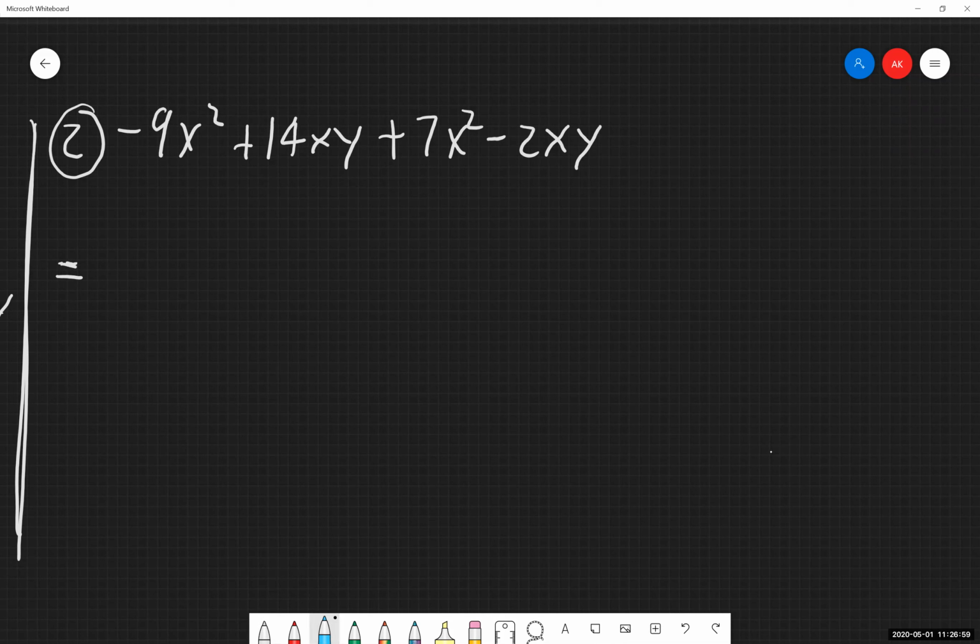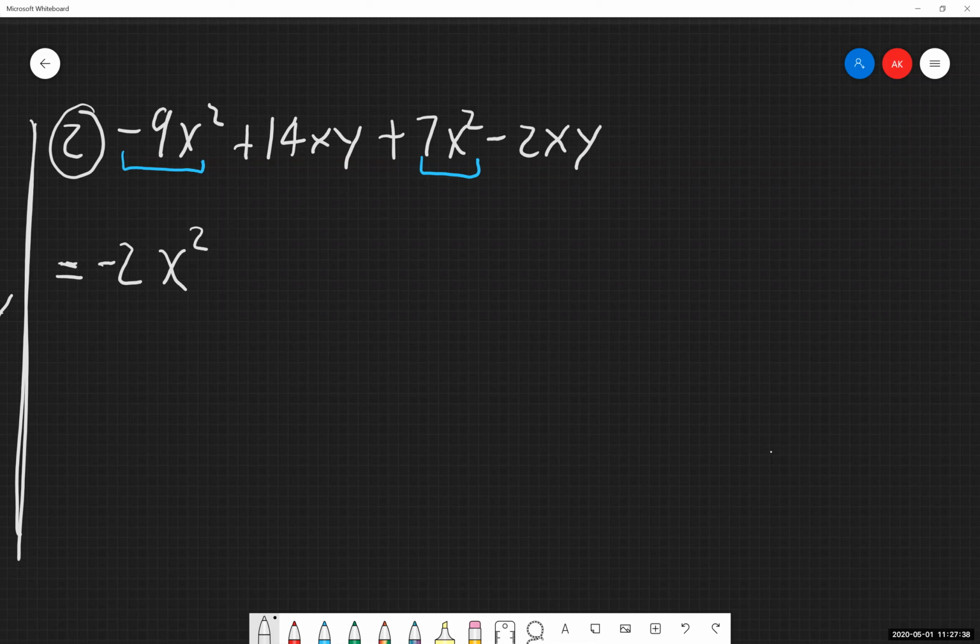So I am seeing I have an x squared term, xy term, x squared, and xy term. So I'm going to just look at my x squared terms first and say I have a negative 9x squared plus 7x squared. So I'm going to have an x squared in my final answer. Negative 9 plus 7 is going to give me a negative 2. Again, the coefficients are the only thing that change when we're combining like terms. The variable parts stay the exact same.